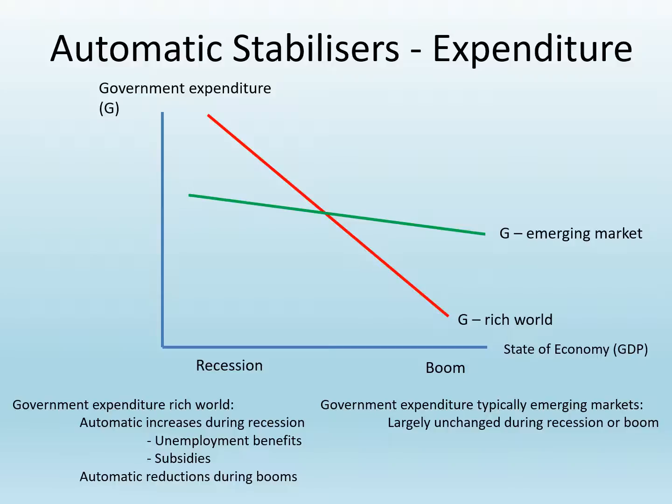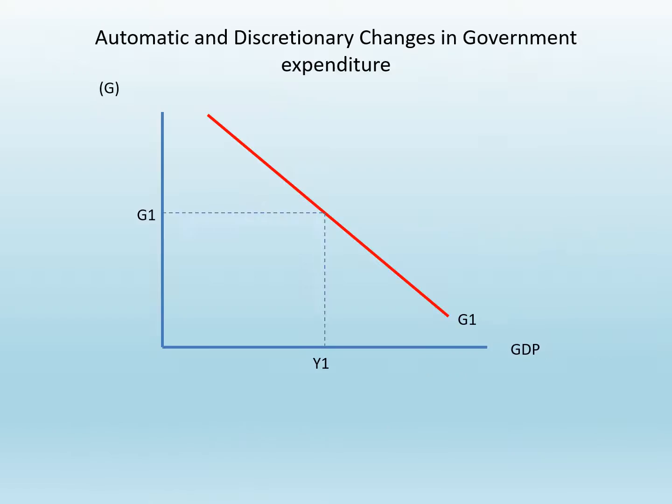To now begin to understand the difference between the automatic stabilizers and discretionary fiscal policy, we turn to the next diagram. Again, we have the same relationship that we established in the previous diagram. An automatic stabilizer would be: we start at G1 and Y1, and for some reason the economy goes into recession, or the economy begins to slow. As a result, unemployment benefits increase, government expenditure increases, and it tends to stabilize the economy because of that automatic stimulatory effect of government expenditure. Those are your built-in stabilizers.